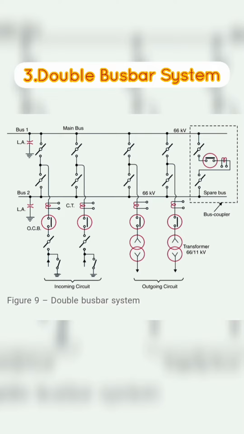Figure 9 shows the arrangement of duplicate busbar system in a typical substation. The two 66 kV incoming lines can be connected to either busbar by a busbar coupler. The two 11 kV outgoing lines are connected to the busbars through transformers, 66/11 kV, and circuit breakers.